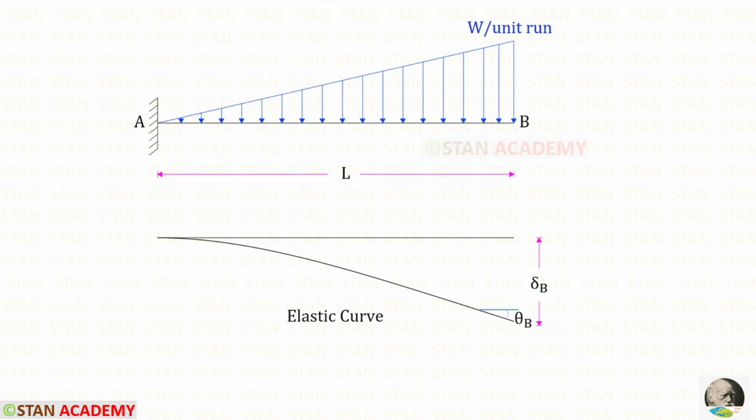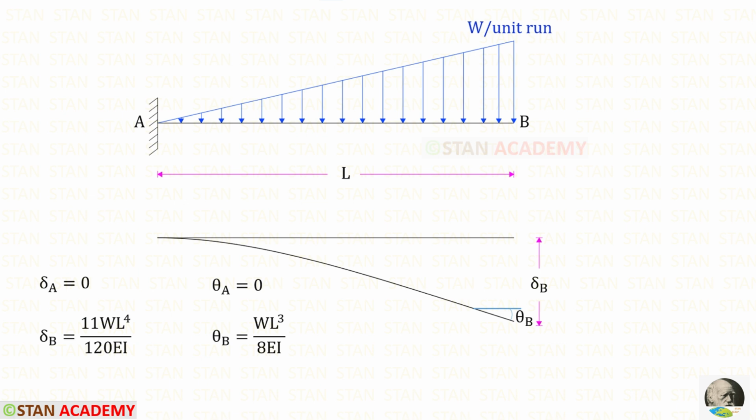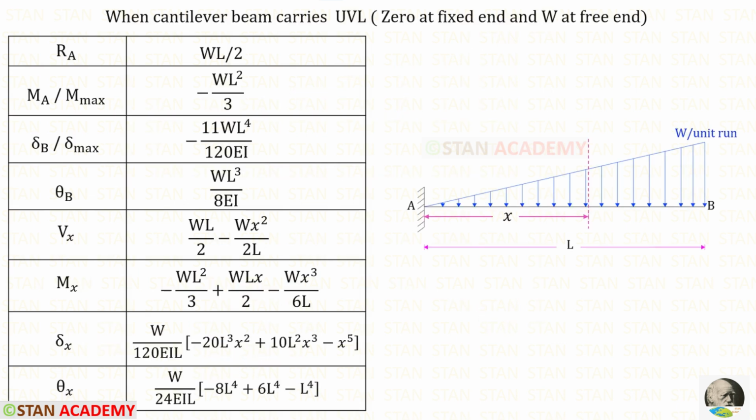This is the elastic curve. Since at the point A there is a fixed support, the deflection and slope at A will be 0. We have found the deflection at B, and also we have found the slope at B. Here you can see the summary of what we have done.